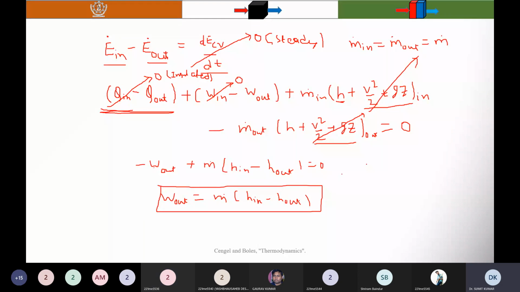You can compare the values. If the change in enthalpy is much higher than the change in kinetic energy, then you can neglect kinetic energy and potential energy. If the magnitude of the change in enthalpy is very large in comparison to the change in kinetic energy or potential energy, then you can neglect them. If the values are comparable, you can't neglect that value. So it is based on your considerations.